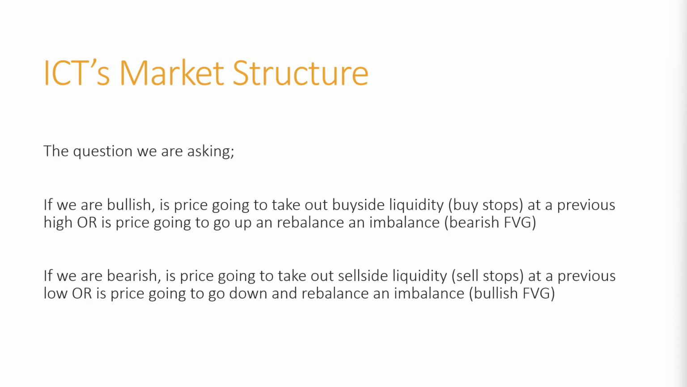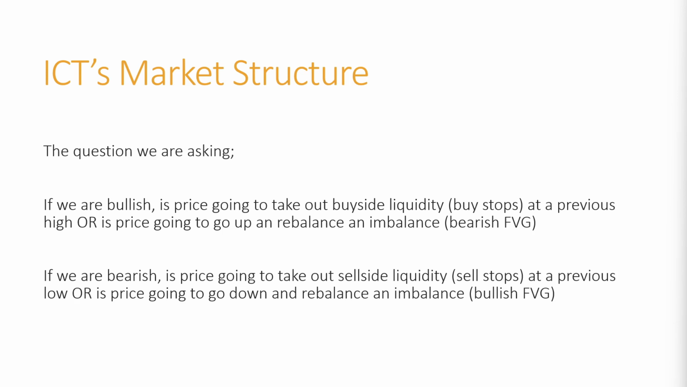And so whenever we sit down in front of our chart, the question we're asking, in terms of our bias, is: if we're expecting higher prices, so we're bullish, is price going to take out buy side liquidity or buy stops at a previous high, so it's going to go higher up to that point? Or is price going to trade up to an imbalance, so it's going to rebalance that imbalance or that bearish fair value gap? And conversely, if we're bearish, is price going to take out sell side liquidity or sell stops at previous lows?